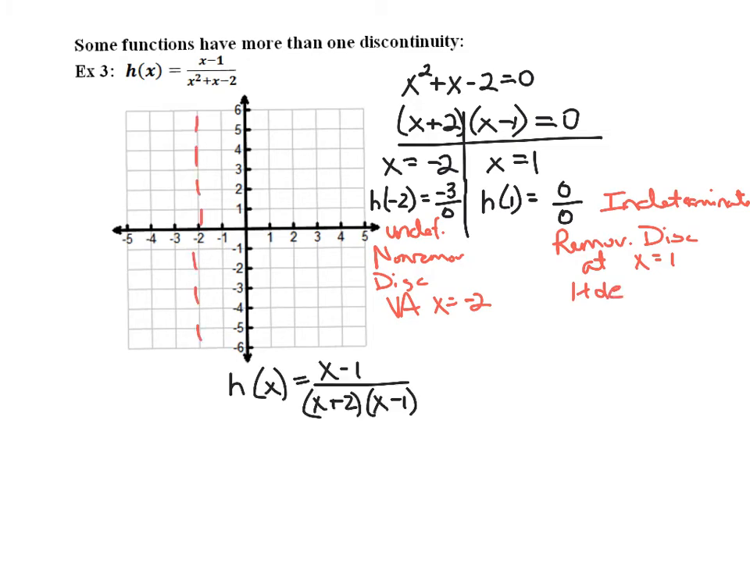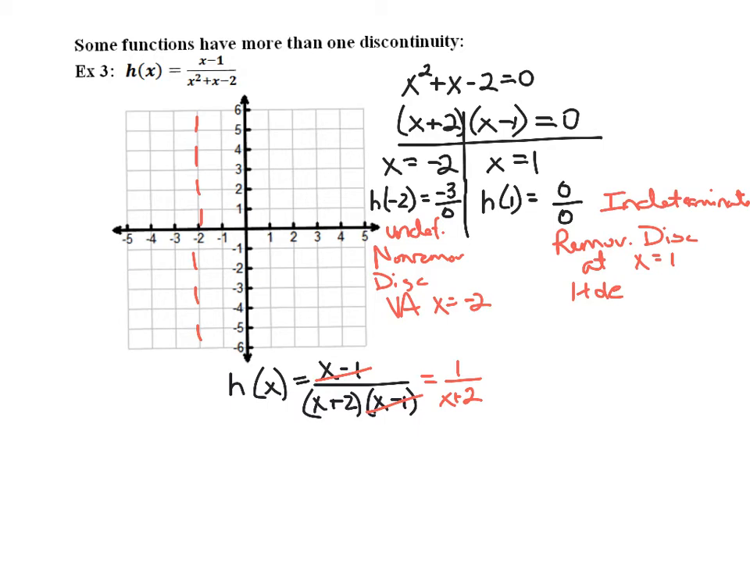So going back to my original function h of x, I've rewritten it as x minus 1 over x plus 2 times x minus 1. So I can see that the x minus 1 factors can be canceled off, and that tells me that my newly written function is going to be 1 over x plus 2. I'm going to use that function to find where the hole is going to exist.